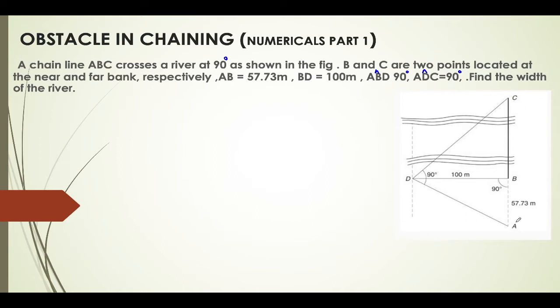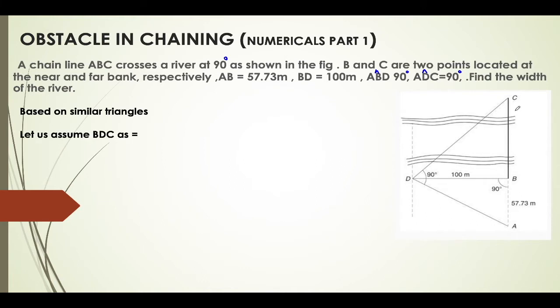While chaining from point A to B and from B to C, there is an obstacle called a river. So we need to find the width of the river so that the chaining can be carried out. How is this width of the river calculated? Based on similar triangles, we can calculate the width of the river, that is BC.